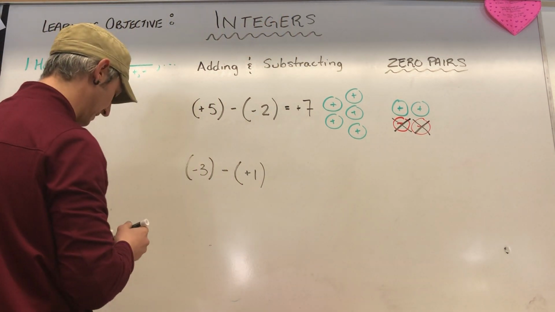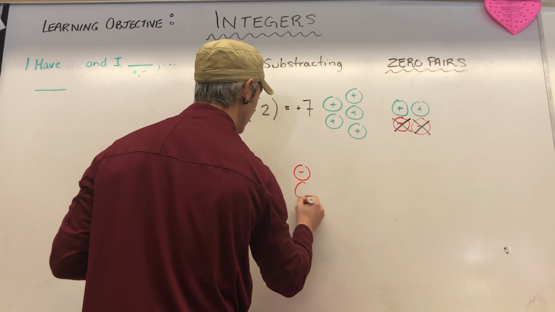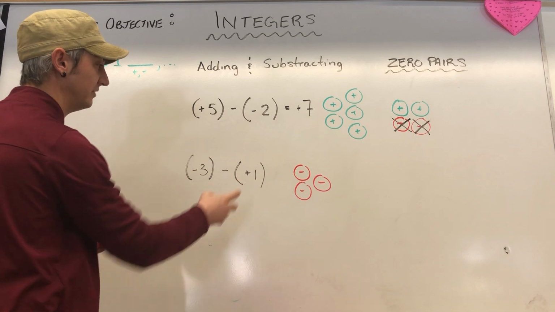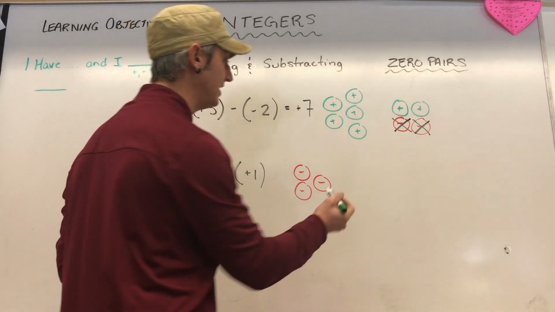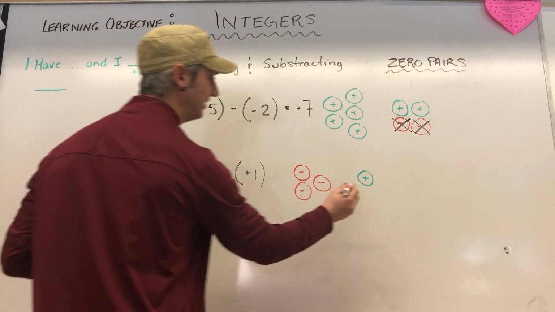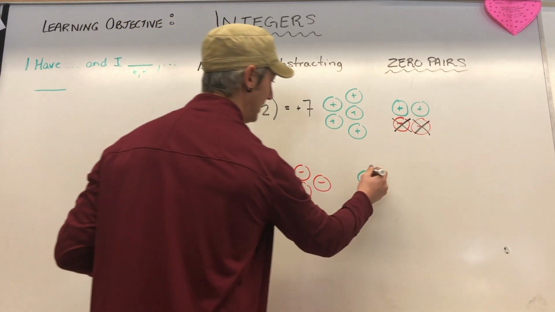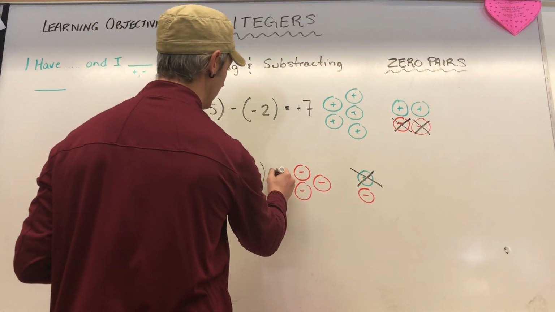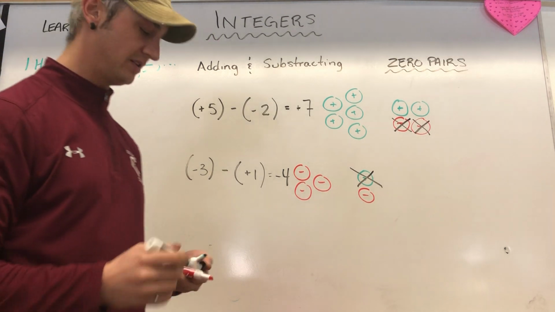How about down here? It's going to be the same practice. I have negative 3, and I take away a positive 1. I don't have any positives. What do I have, though? An unlimited supply of 0 pairs. And I need to take away 1 positive, so I'm only going to need 1 0 pair. And I'm going to go ahead, take this away, and voila, I am left with negative 4, which is the answer to negative 3 minus a positive 1.